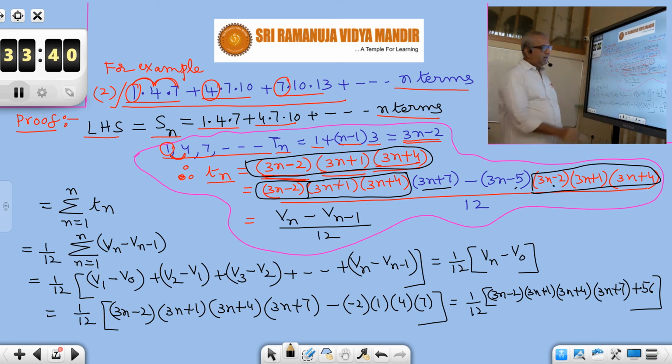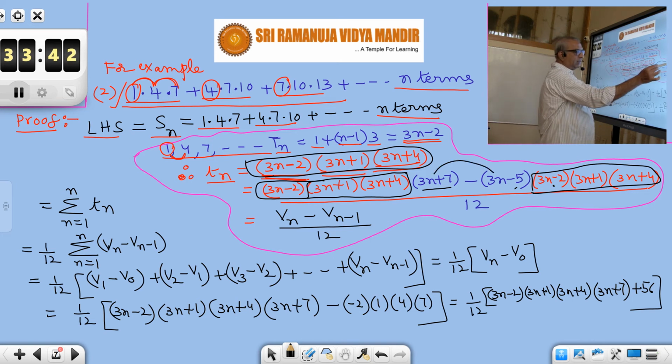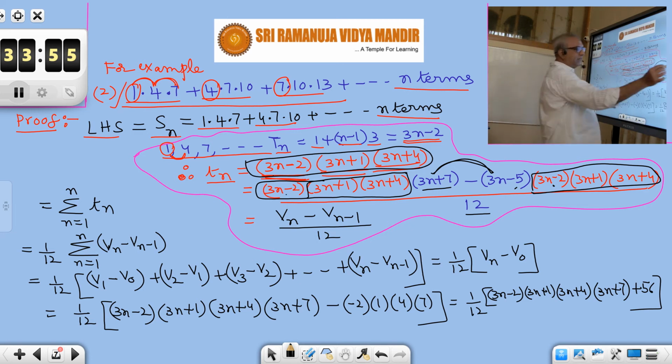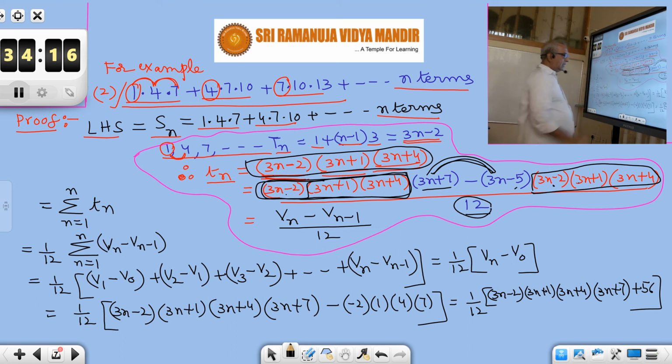Divided by what? Divided by this minus this only. This minus this is what? 3n plus 7 minus of 3n minus 5 is what? 12. So, that is 12 in the denominator. Do you understand here? This is an important step. In the numerator, something minus something. In the two somethings, what is common? The nth term, 3n minus 2 into 3n plus 1 into 3n plus 4, is common. In the bracket, you get what? 3n plus 7 minus 3n minus 5, which is equal to 12. That will cancel out with the denominator. You will get only Tn.